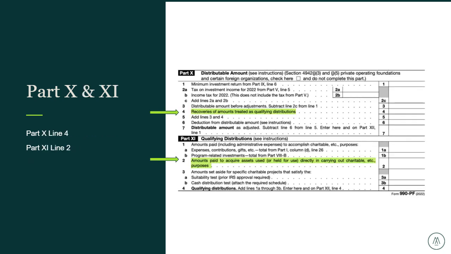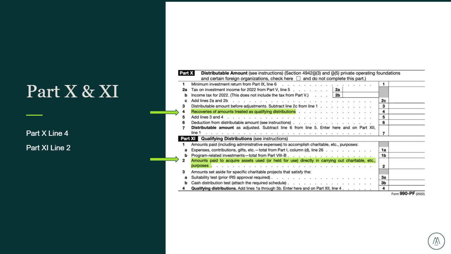So next we get into Part 10, and this is where the calculation of the actual distributable amount for the tax year is. Again, it starts with minimum investment return. There's a reduction for any taxes paid, for any net investment excise tax paid, and for any unrelated business income excise tax or tax paid.